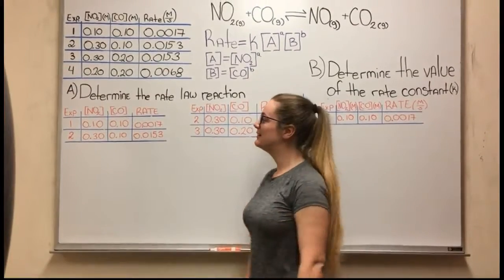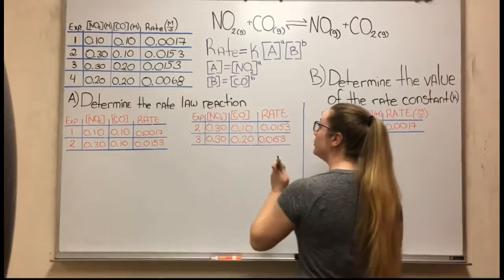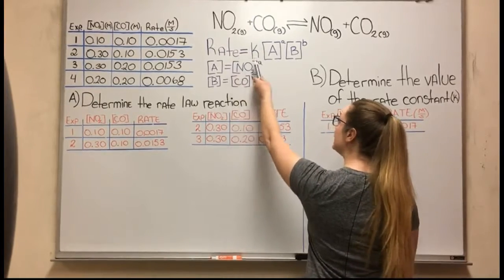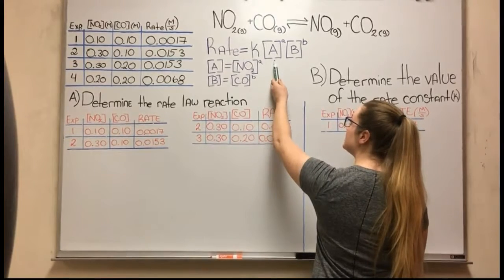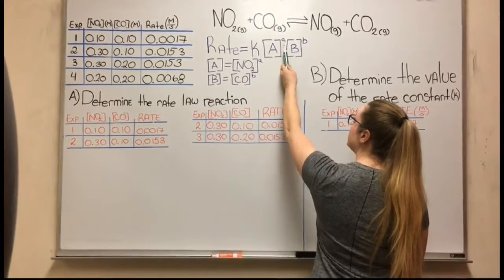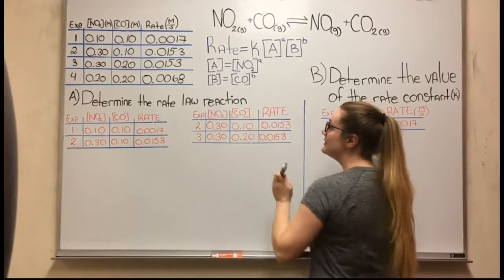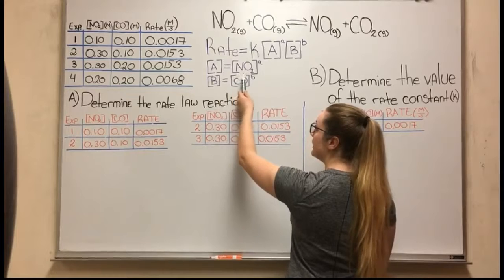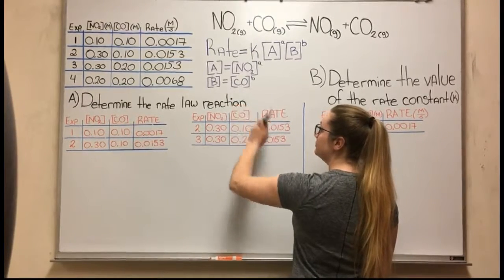Today I'm going to be showing you how to determine the rate law of a reaction using experimental data. Your rate law equation is rate equals k, which is your rate constant, times the concentration of A to the order A, times B to the order B. In this equation, your A will equal your NO2, and your B will equal your CO.